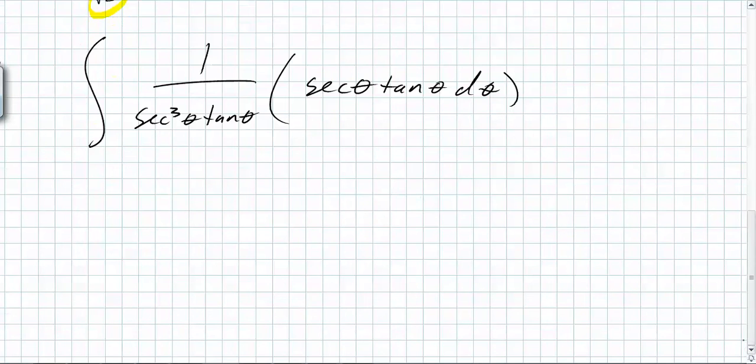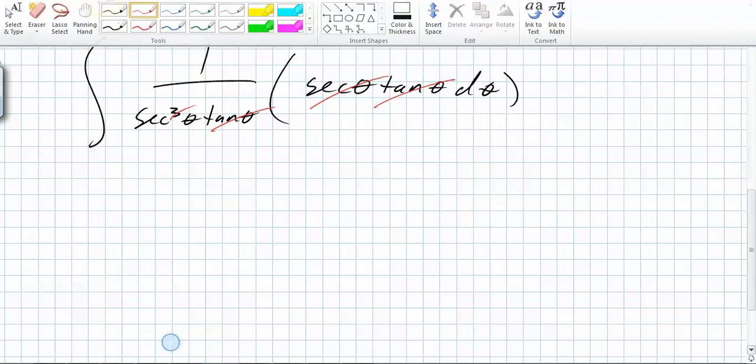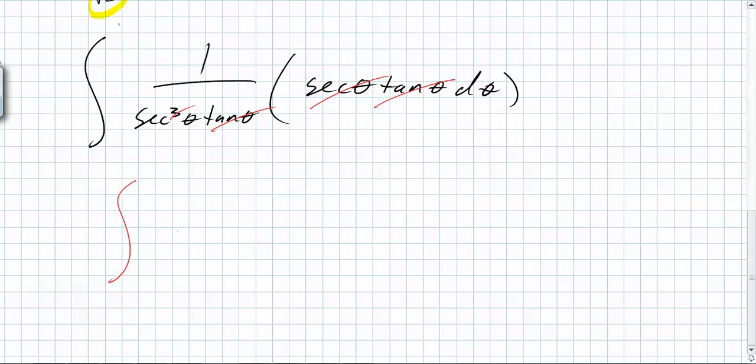Do we have some nice cancellations? Tangents there, that's gone, and that's gone. So what do we end up with? 1 over secant squared theta d theta. What is 1 over secant? Cosine. So we have the integral of cosine squared theta d theta. Thank you. That's nice.